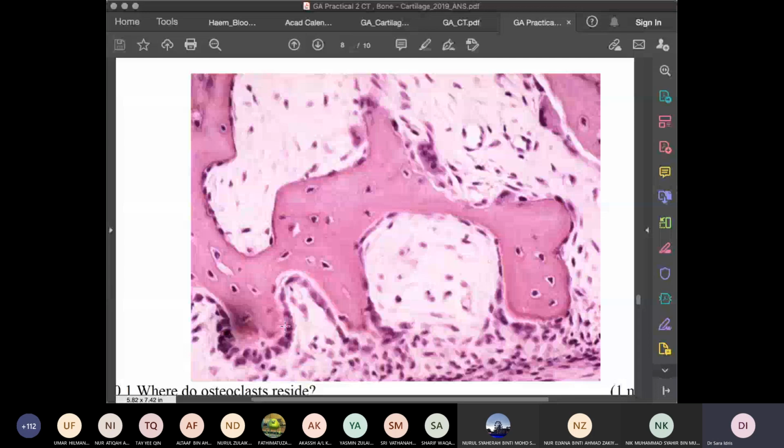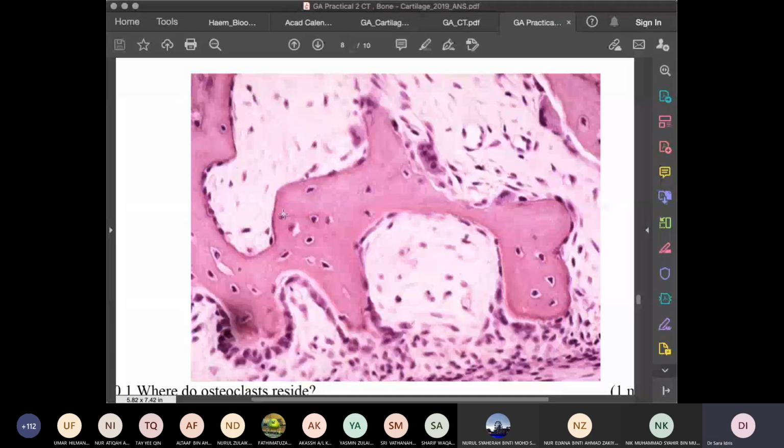All right. On the inside of the trabecula, on the inside of this bony spicule, you can see these are all your osteocytes. So osteocytes are inside, within the lacuna, inside the trabecula. They don't reside in the periphery.